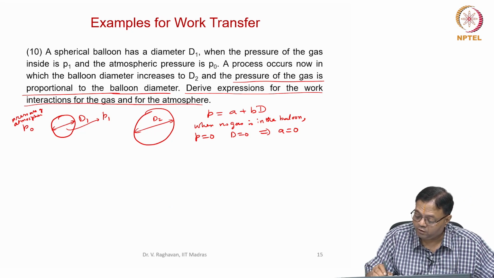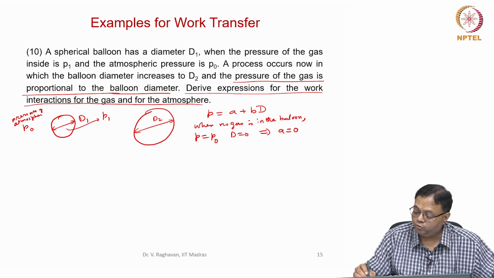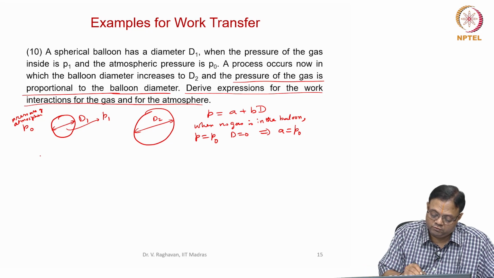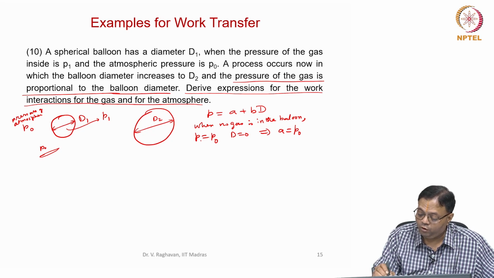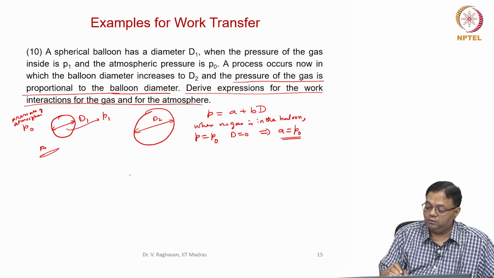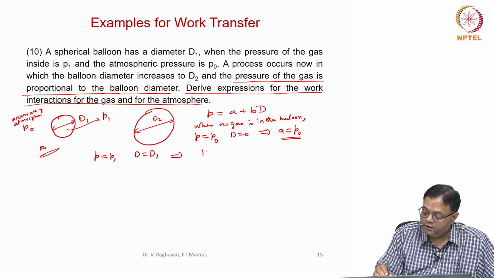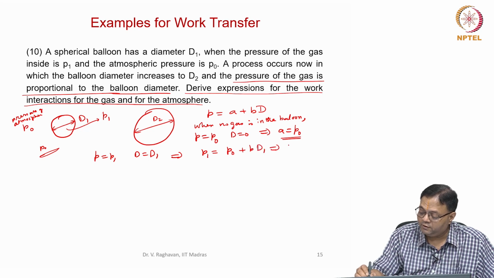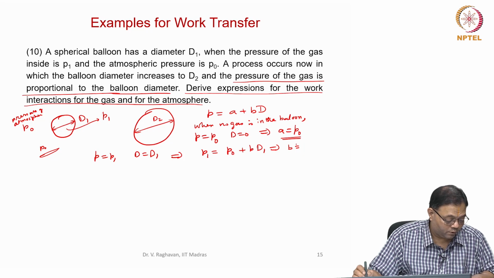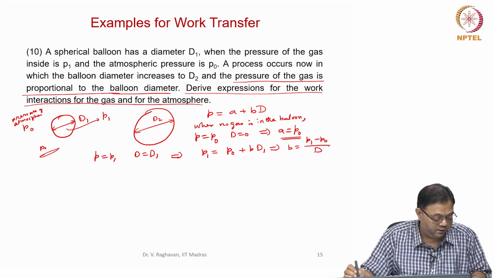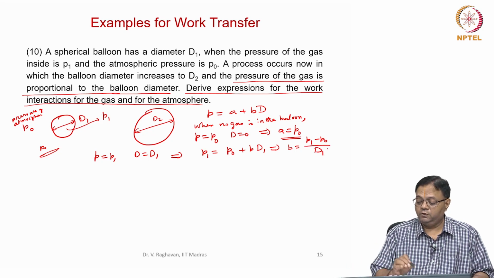Sorry, pressure is not 0, pressure will be atmospheric pressure P naught. So A will be equal to P naught, because for a flat balloon, atmospheric pressure will act on this. So when diameter is 0, pressure is P naught, so A equals P naught. Then I can substitute P equal to P1, D equal to D1, which implies P1 equals P naught plus B into D1, which implies B equals P1 minus P naught by D1. That is the relation I get.